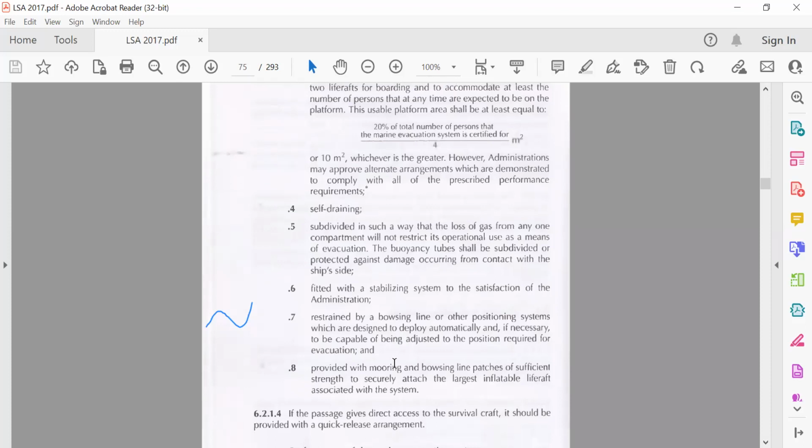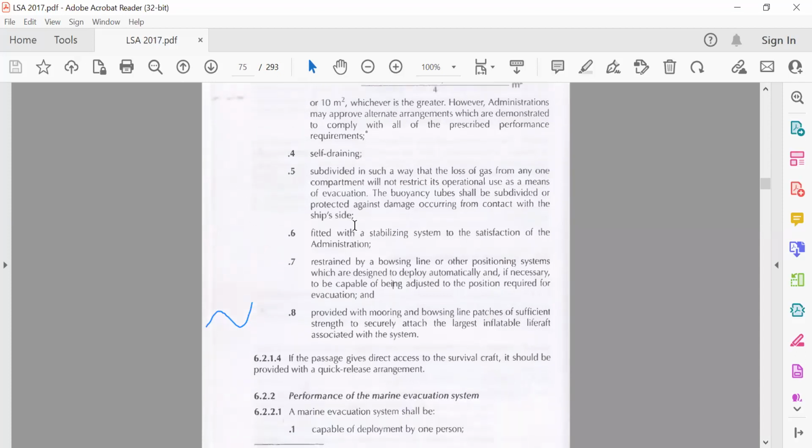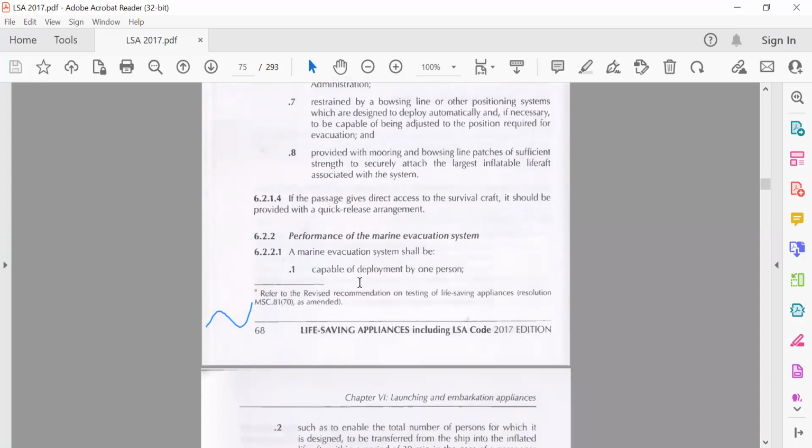I will also quickly move on to the next, because this one is basically talking about all requirements that have to do with a marine evacuation system platform. Read through it all because it is well explanatory in itself. So I will quickly go to 6.2.2. It says performance of marine evacuation system.